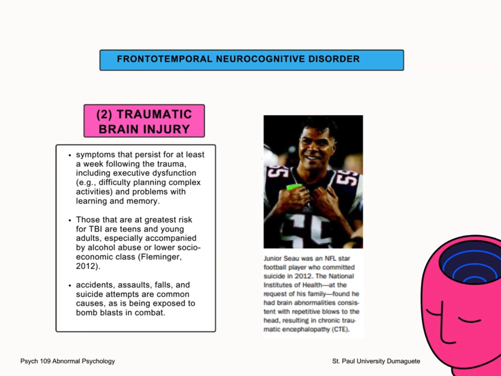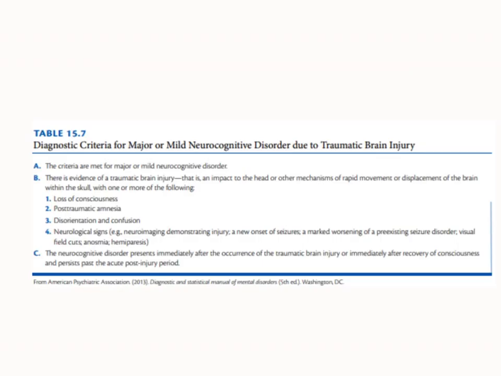So there are always repetitive blows to the head, resulting in them having CTE. The symptoms persist for at least a week following the trauma: difficulty planning complex activities, and problems with learning and memory. Those at greater risk for TBI are teens and young adults, especially accompanied by alcohol abuse or lower socioeconomic class. Accidents, assaults, falls, and suicide attempts are common causes, as is being exposed to bomb blasts in combat. So this is the diagnostic criteria for a major and mild neurocognitive disorder due to traumatic brain injury. Just please refer to your book.